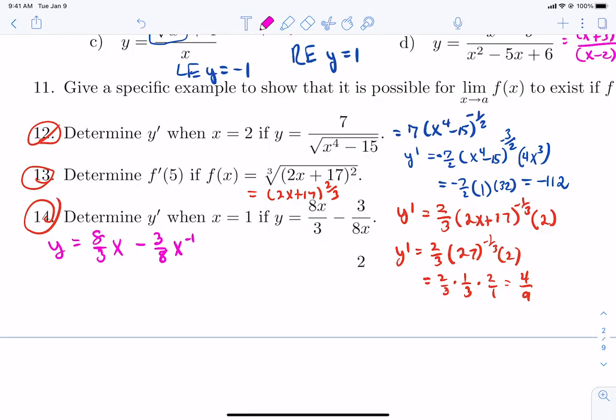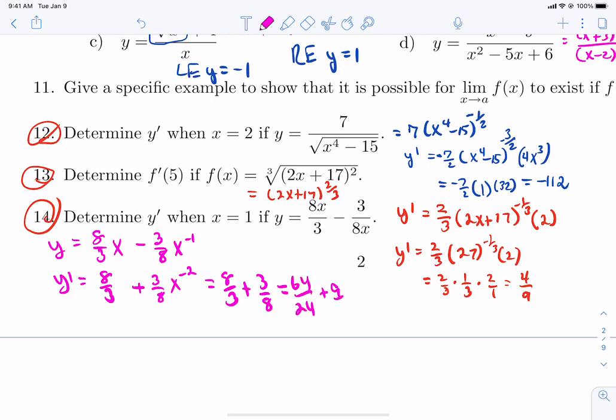Now when we do that, the derivative is pretty straightforward now. So the derivative is going to be 8/3. And then the negative drops down in front, multiplies by the negative that's already there, making it a positive 3/8. Power goes down by 1. Now we have to stick 1 in for all the x's. The only x left is the one in the back, so it just becomes 8/3 plus 3/8. Make those 24ths. So that's going to be 64/24 plus 9/24, which is 73/24. Okay?